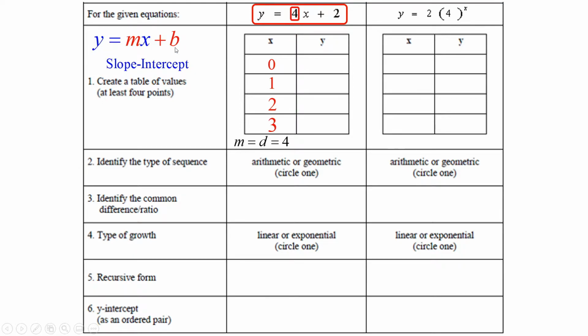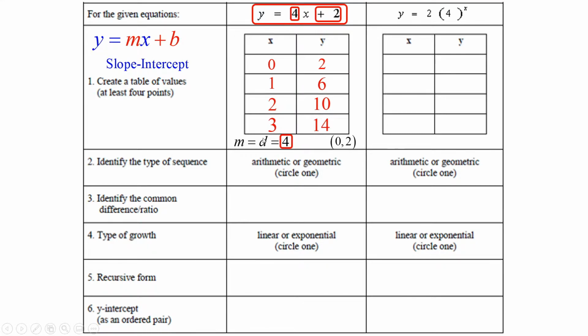Okay? And then what's b? Well, b is my y-intercept. That's 2. So I'm going to write that as an ordered pair right here. When x equals 0, my y has to be a 2. So I'm going to start with a y equals 2 right here. Now, you could just plug these x values into this equation and get your outputs. But if you understand that the pattern of change is plus 4, all you have to do is add 4 each time here. 2 plus 4, 6. 6 plus 4, 10. And 10 plus 4 is 14.